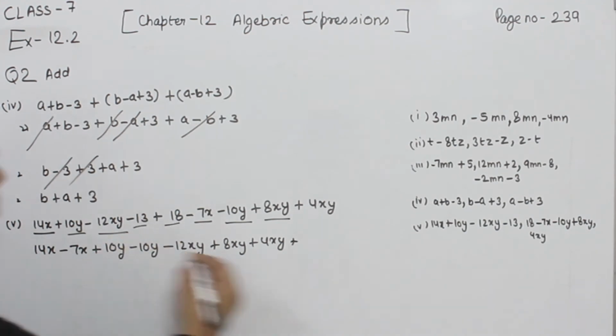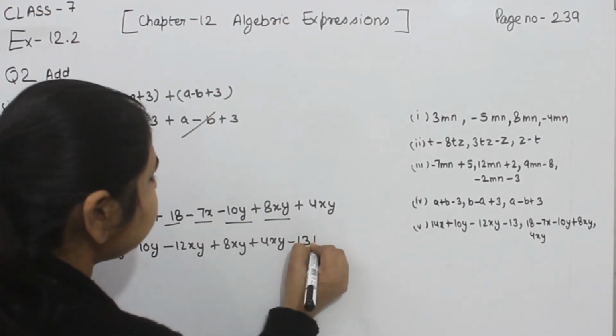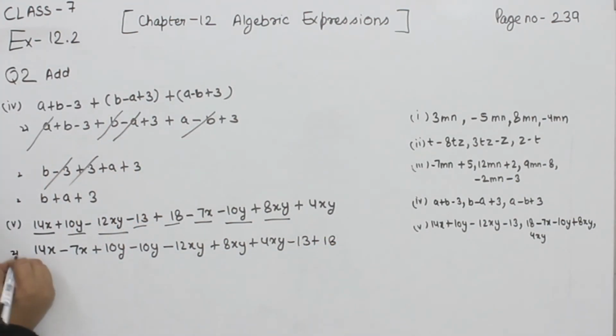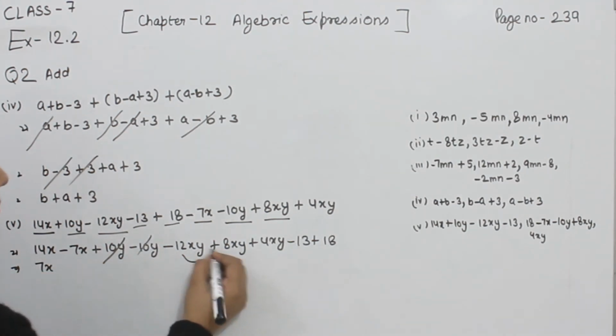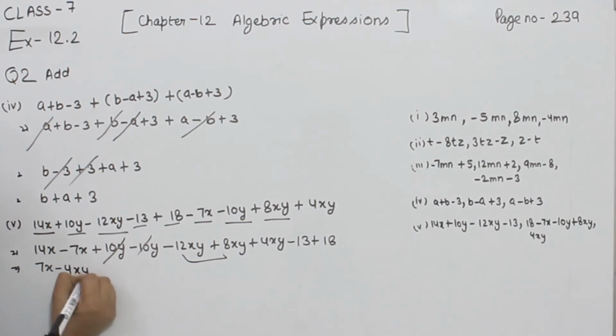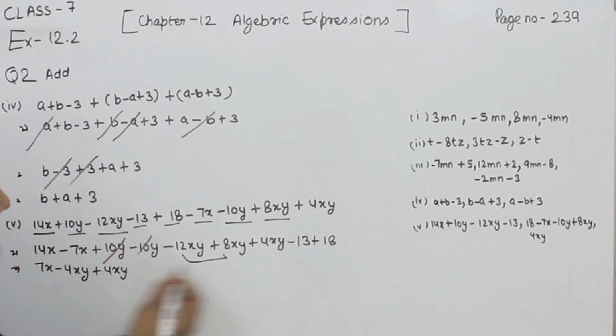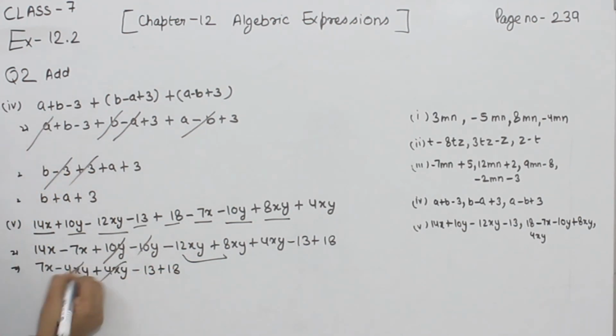Now comes the constant terms: minus 13 plus 18. Now we are going to solve it. Plus minus minus, we have 7x. Plus minus cancelled. Now plus minus minus, minus 4xy plus 4xy cancel. Then minus 13 plus 18. Now plus minus cancelled, 7x. Now minus 13 plus 18, plus minus minus, we have plus 5. So the solution is 7x plus 5. This is part 5. With this one, we have completed part 1 to part 5. In the next video, we are going to start with part 6 to part 10 of question number 2.